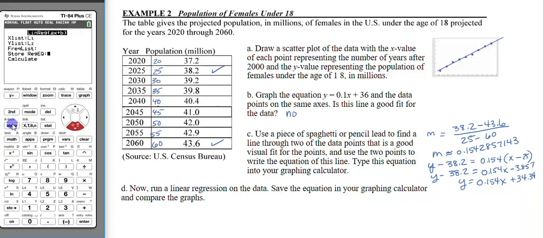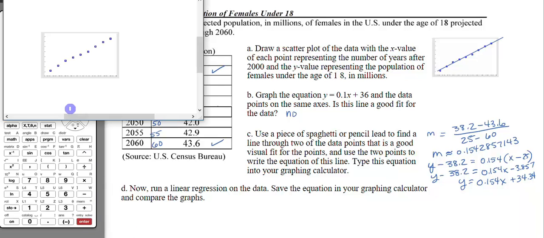So we'll say in here, we're going to store the regression equation. What we'll do is go into this vars button. This is short for variables. And we're going to save this as a y variable. We want to save it as a function. And we'll store it in y sub 2. So scroll down and hit enter, or just press 2. So we're going to store this regression equation in y2, and then go ahead and hit calculate.